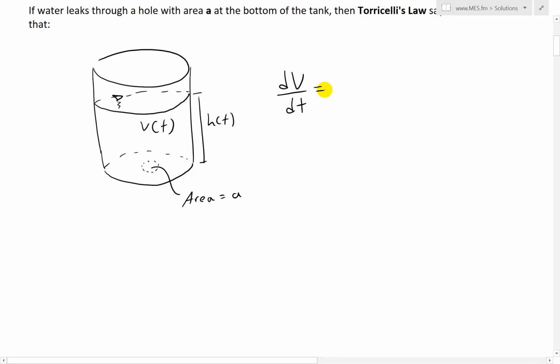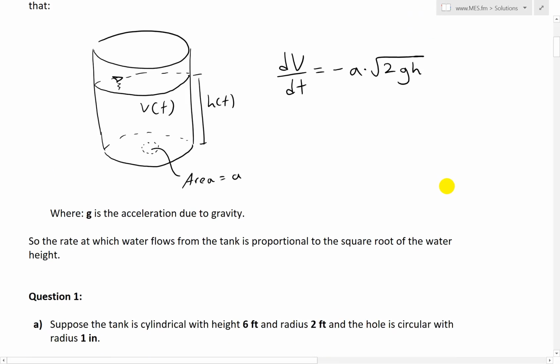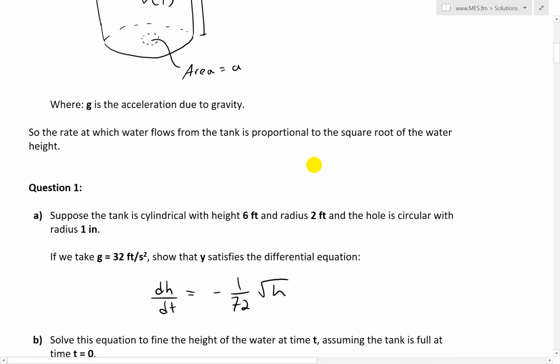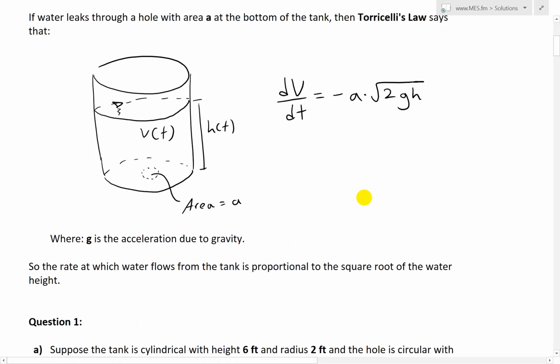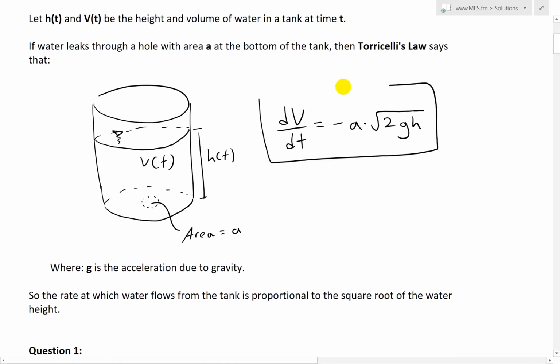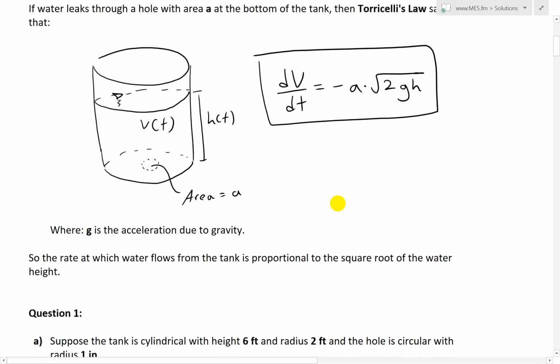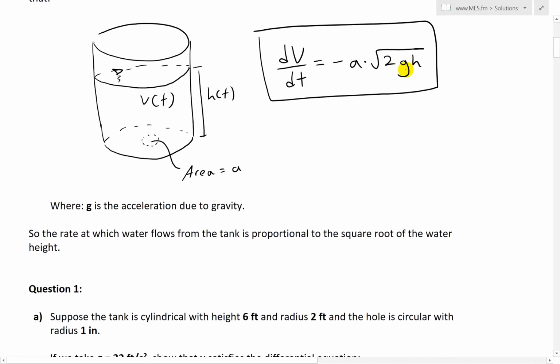Then Torricelli's law states that the rate of change of the volume of water in this tank, dV over dt, is equal to negative A, the area of that hole, times the square root of 2 times gravity, or g, times h, the height of that water. Again, g is the acceleration due to gravity. And so the rate at which water flows from the tank is proportional to the square root of the water height. So that's what Torricelli's law states. So again, the flow rate of the water that's leaving is proportional to the square root of the height.